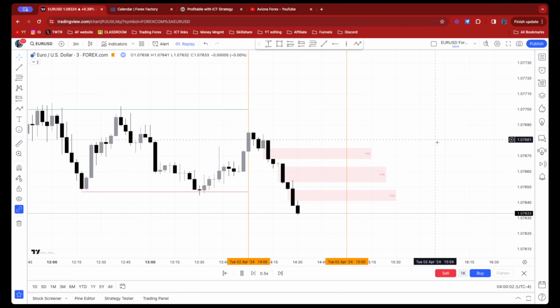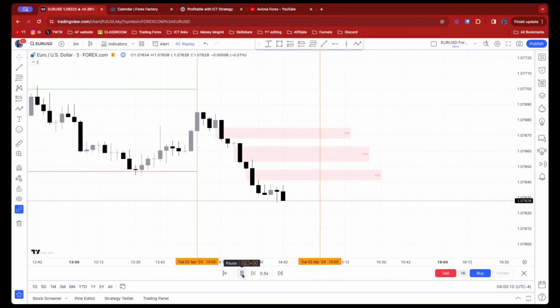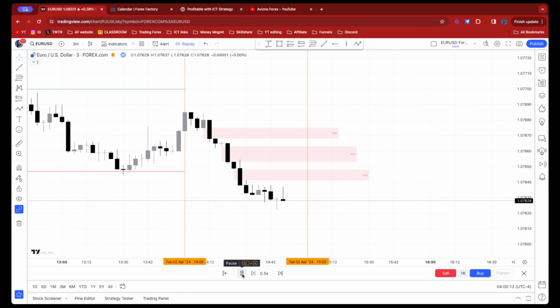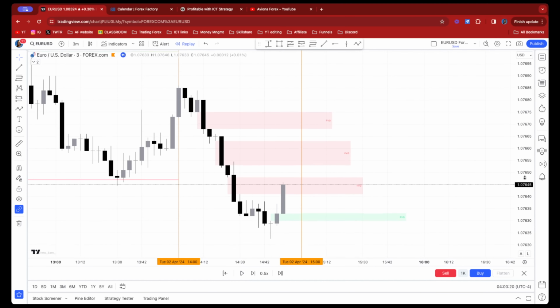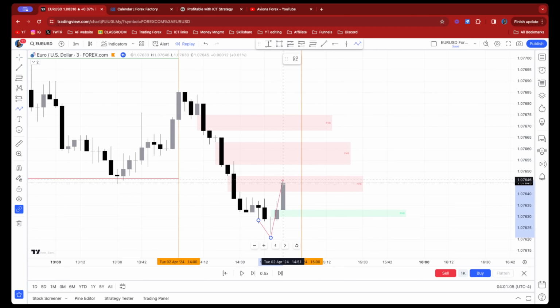Let's keep playing and see what happens. Maybe the price reverses. And the price is reversing. We can see that the price is reversing, and now the question, guys, becomes, is the price reversing because it actually wants to go higher, or is it just reversing because it's touching this fair value gap and then after it maybe wants to go lower again? So this is a big question, okay?